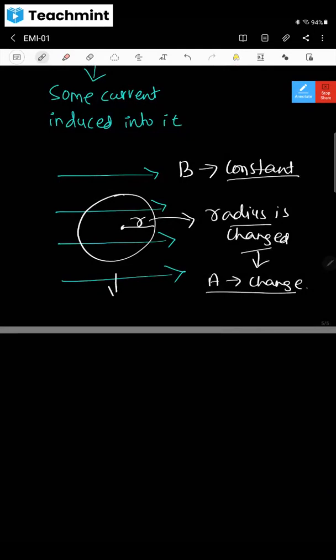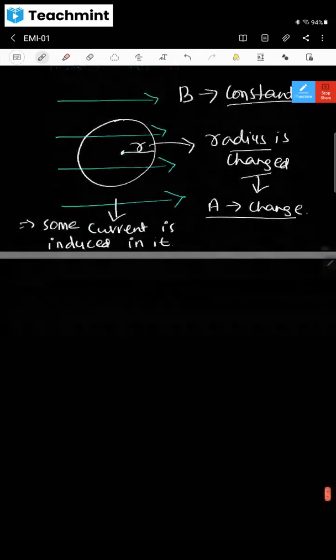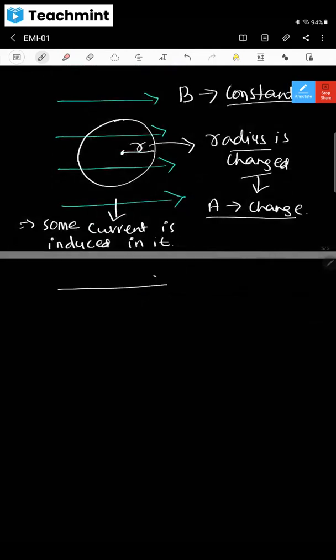When the area changes, then also he saw some current is induced in it. Some current came again. So he was again mesmerized by this.